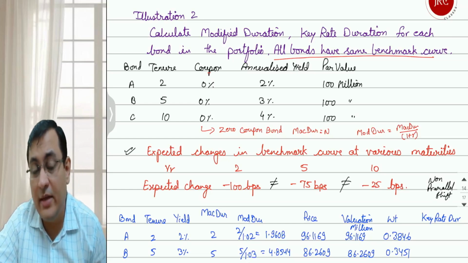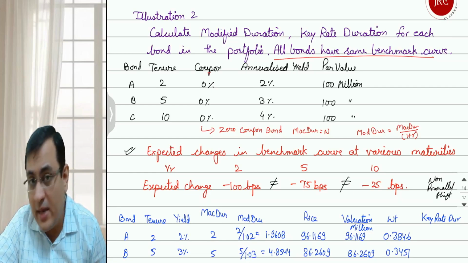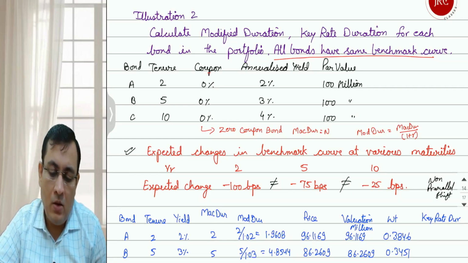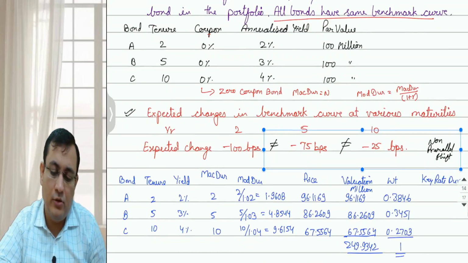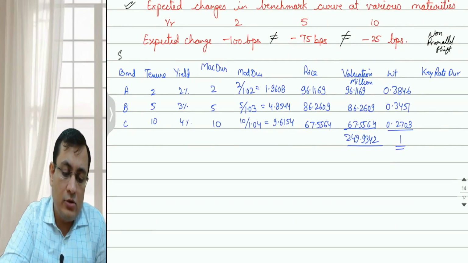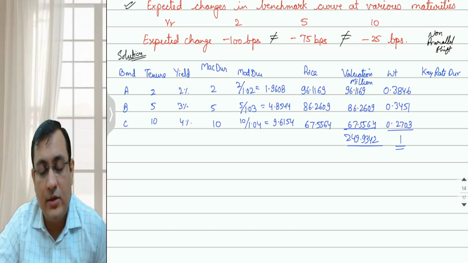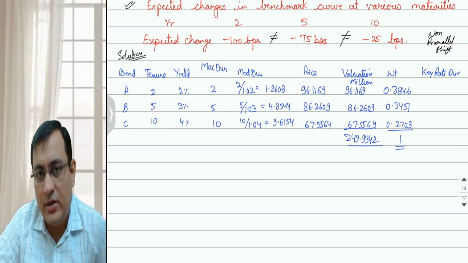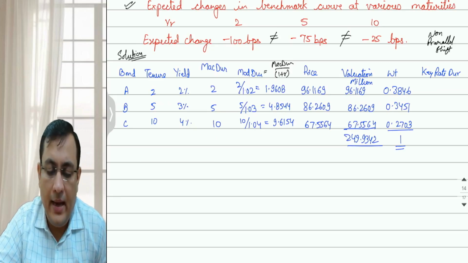If it is a parallel shift, then the expected changes in basis points will be the same at all tenures. So let's start the calculation of first the modified duration and the overall portfolio duration. We have 3 bonds, and I have already done some partial working. So there are 3 bonds, tenure 2, 5 and 10. Yield is there. Macaulay duration is equal to your tenure. Modified duration is equal to Macaulay duration divided by 1 plus R, which I have got, and the price.